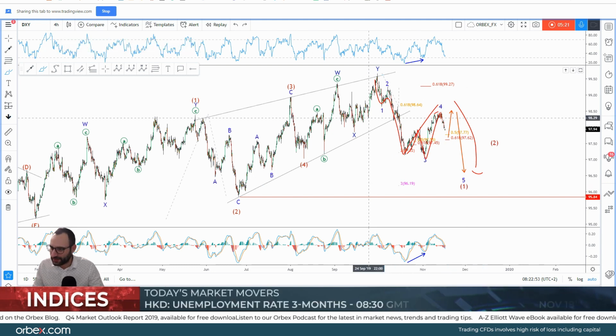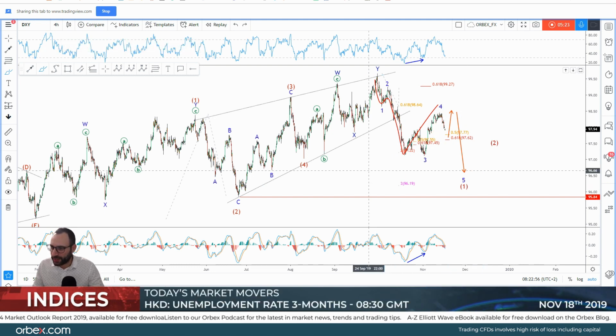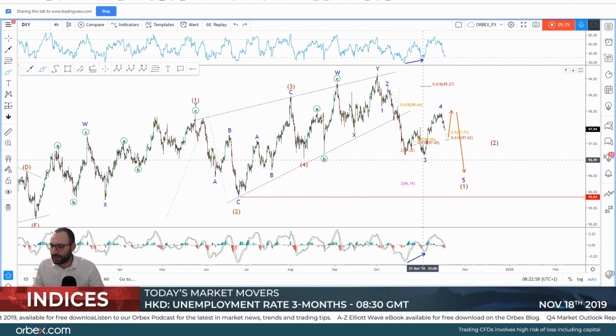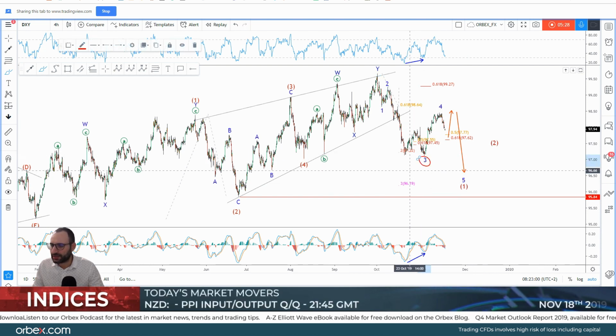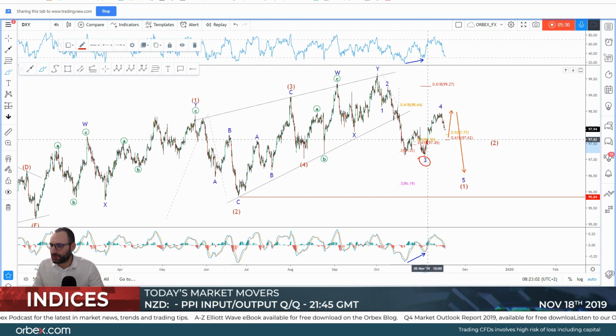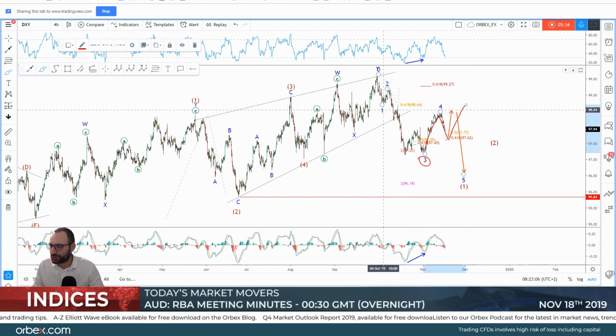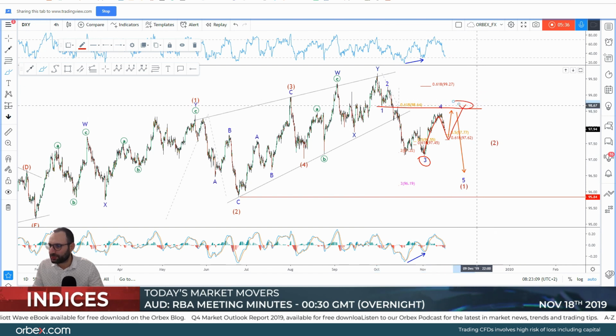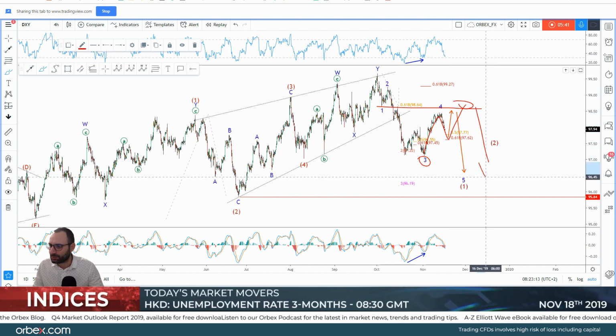Now, the other scenario would be if that is not an expanded flat, which looks like it, we could just consider that as the end of wave 3. Then we're looking at this as being wave A, wave B, and wave C, that is going to take out break-even stops at this level. So probably looking at prices to move towards the 99 and then start moving lower, right?